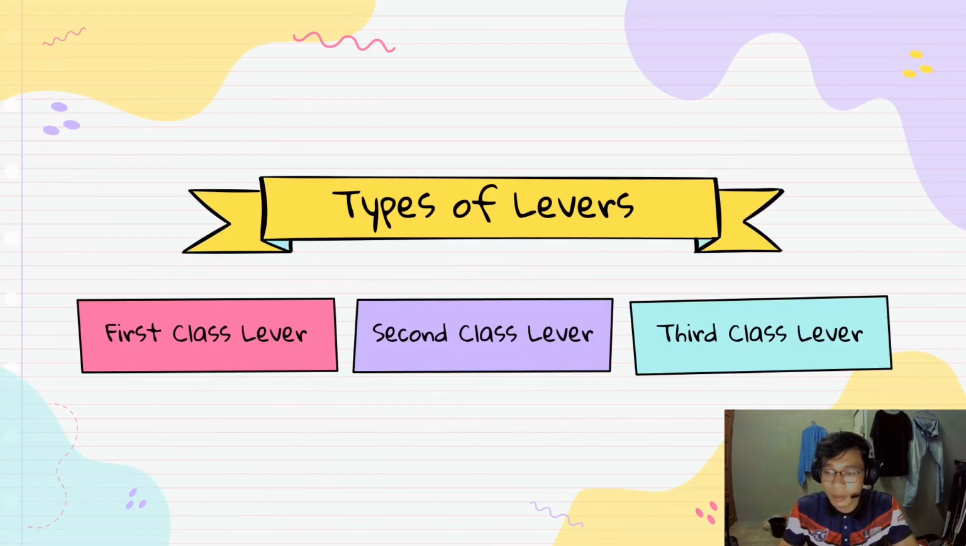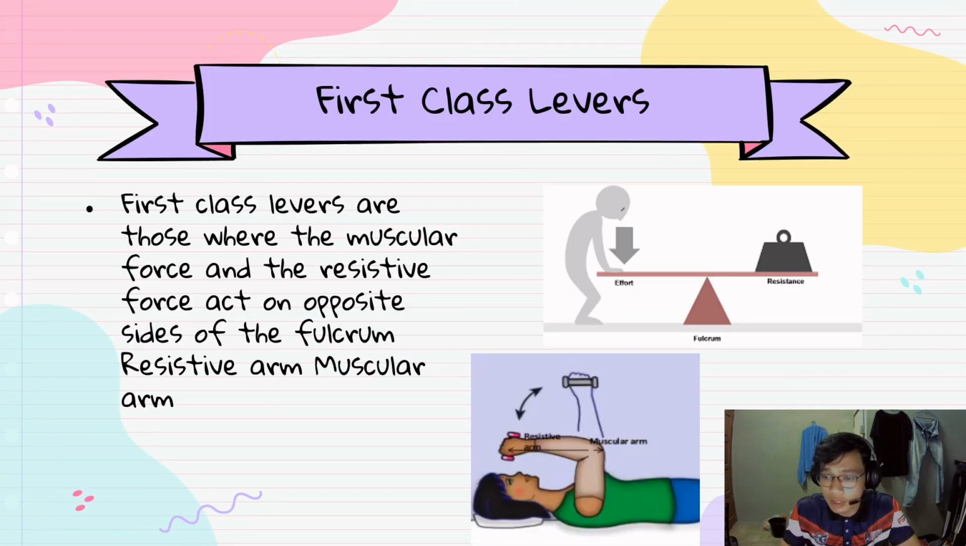Now we are going to talk about the lever, and there are actually 3 types of lever system, which are first class lever, second class lever, and third class lever. The first class levers are those where the muscular force and the resistive force act on opposite sides of the fulcrum. As we can see in the picture right here, one side is used as the force and one side is used as the load or the resistive weight. And the fulcrum, which is the central axis of rotation, is in the middle.